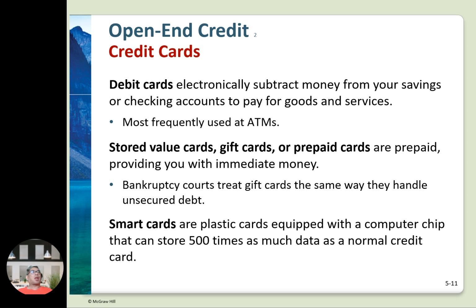So stored value cards, like if you go to Best Buy, they have a value card, and at Home Depot you get a value card. The same thing with Tim Hortons. You want to give somebody a Tim Hortons gift of $50, this can be done. A smart card is a plastic card equipped with computer chips that can store 500 times as much data as a normal credit card. There's another way.